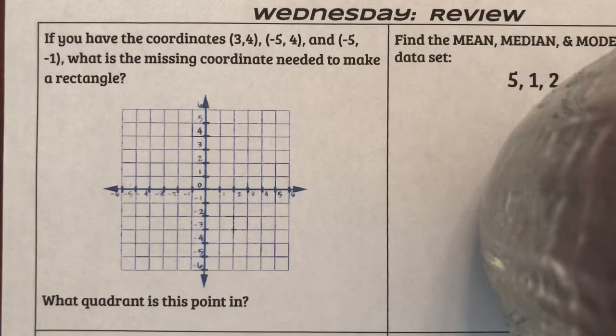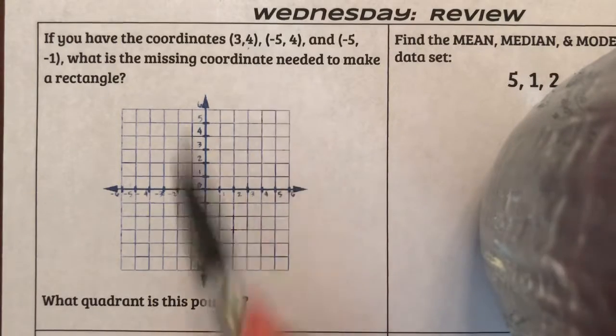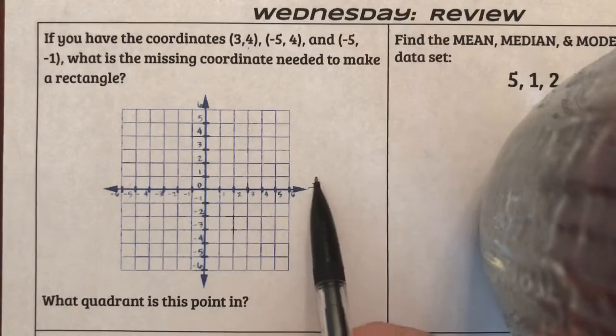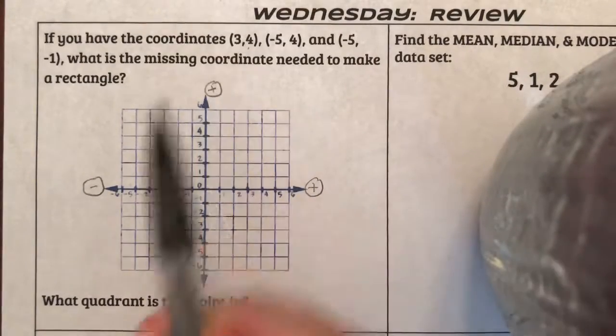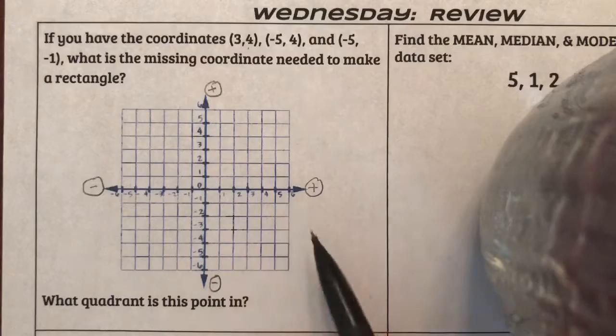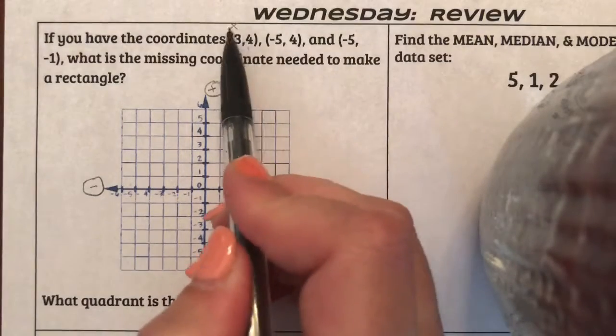If you have the coordinates (3, 4), (-5, 4), and (-5, -1), what is the missing coordinate needed to make a rectangle? So first thing I'm going to do is plot (3, 4). Remember, these are going to be positive on the x-axis, these are going to be positives on the y-axis, and the negatives are down here. So any point is always going to be x, y.